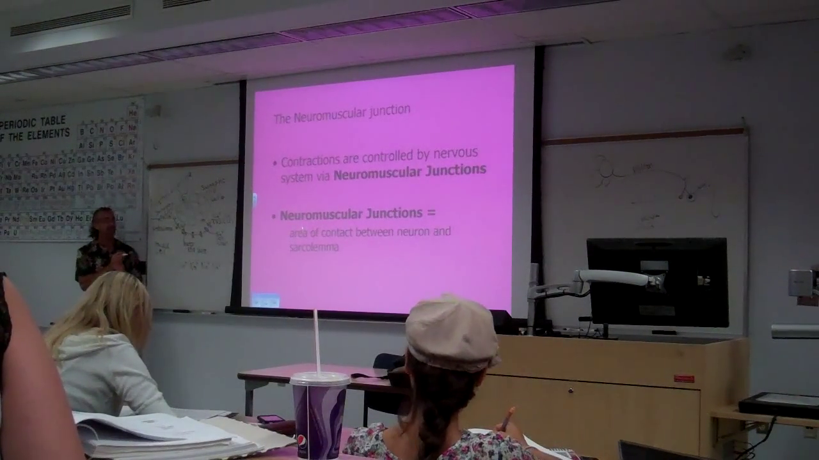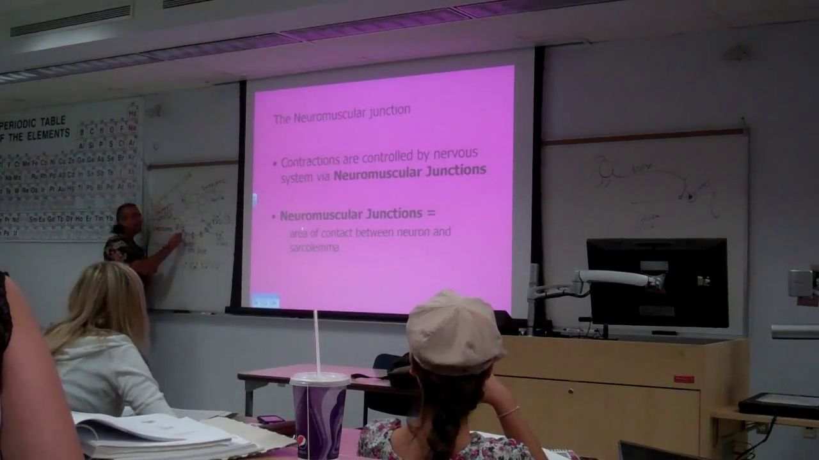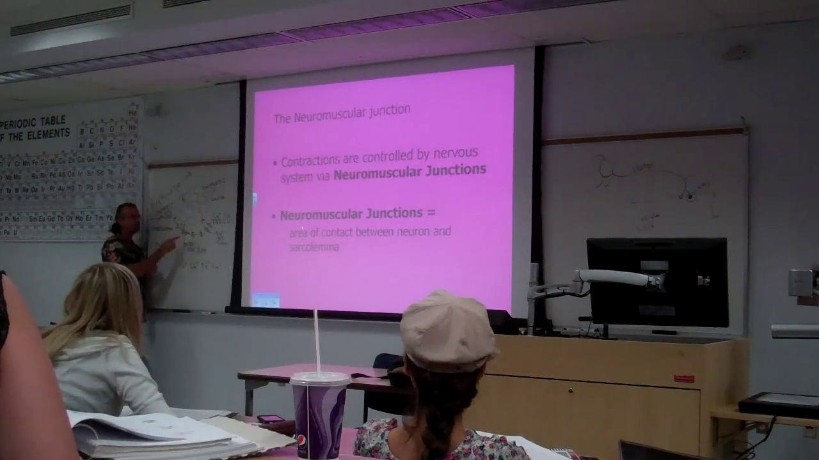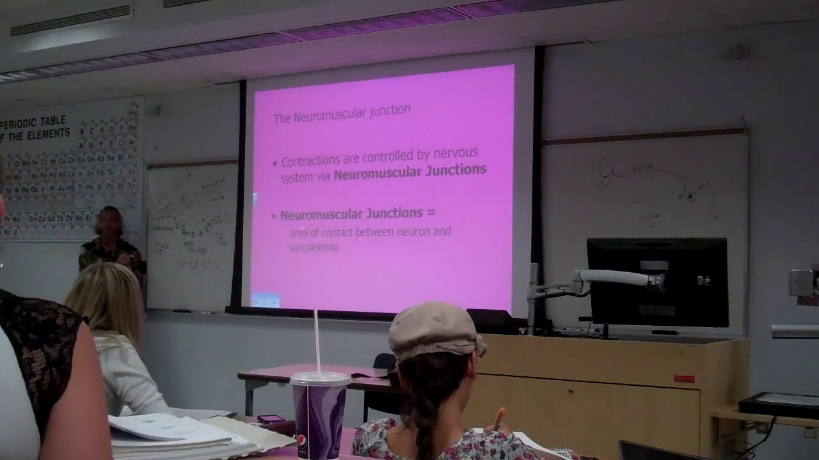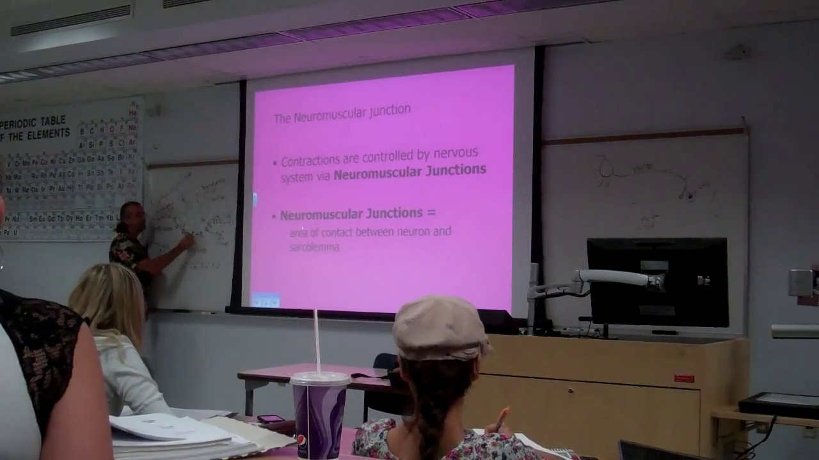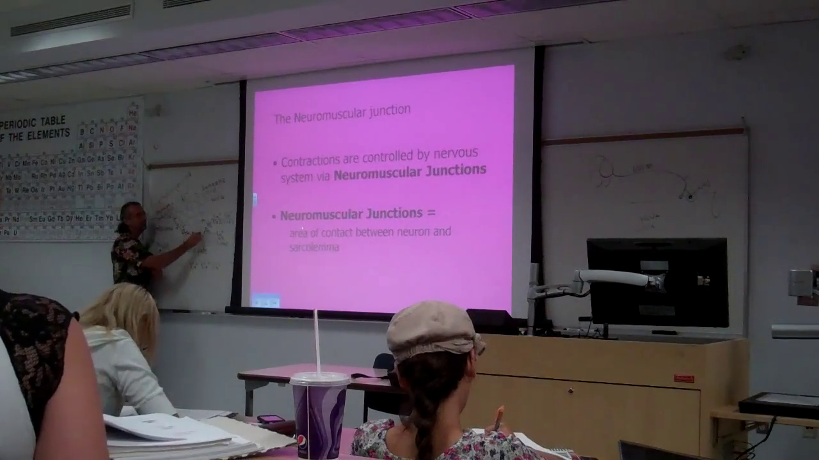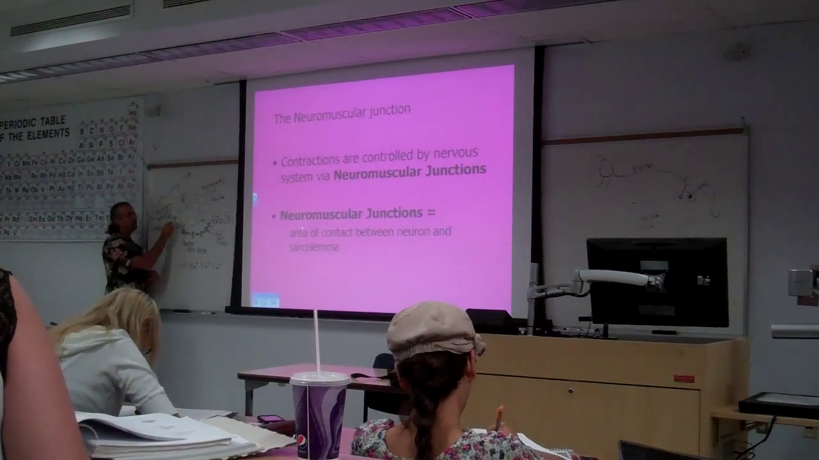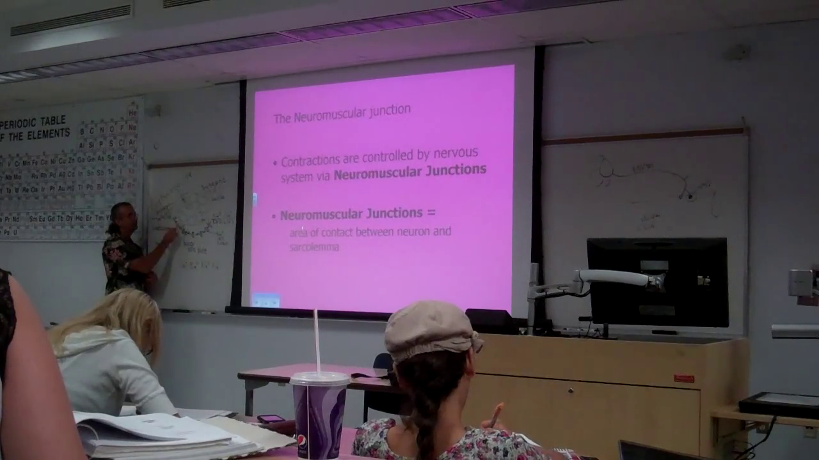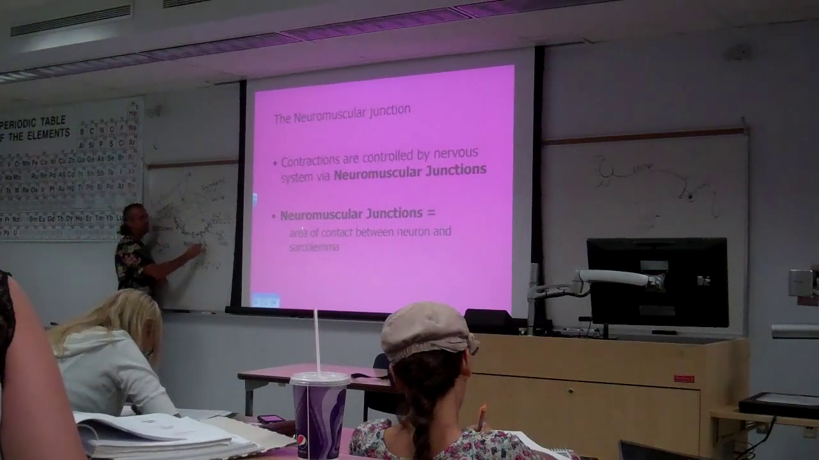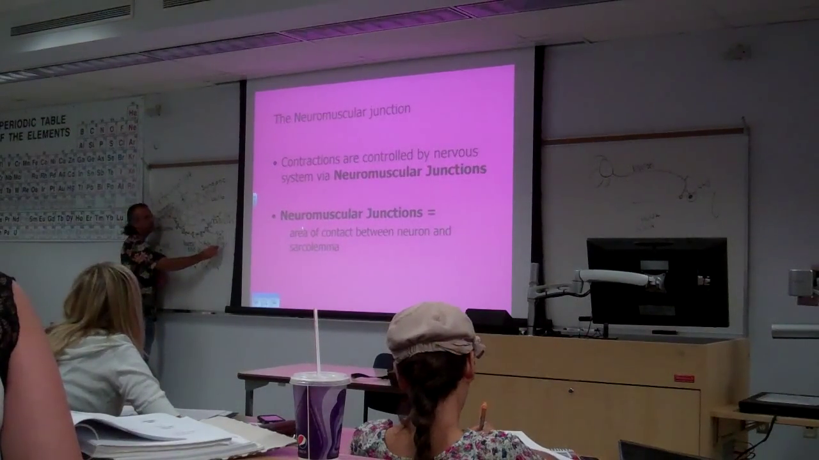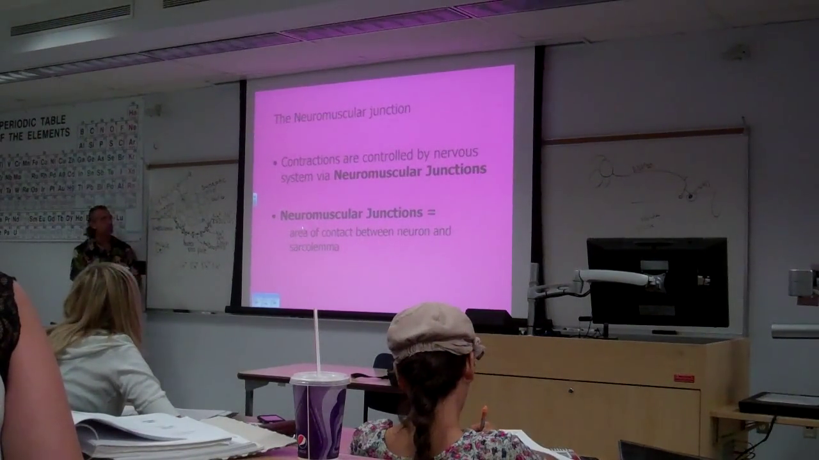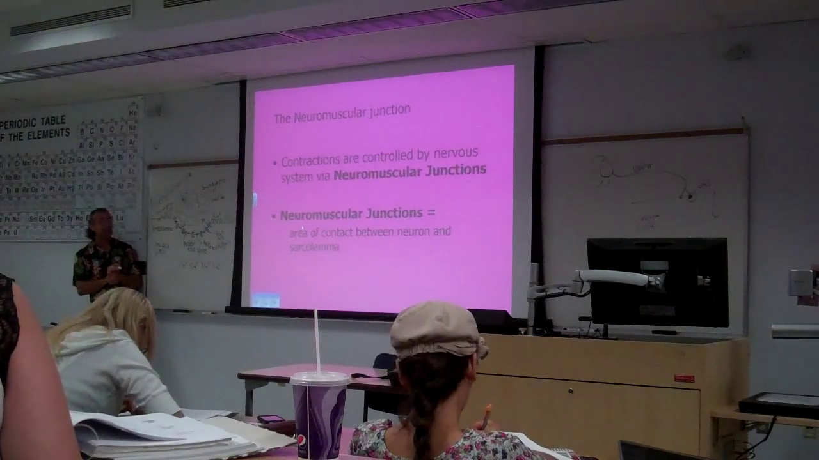So what happens is, I have one more thing for you too. I have over here, on this motor end plate, I need a receptor for the acetylcholine. So I have little acetylcholine receptors over here. So I'll put those on here too. So I'll put over here ACh receptors. Okay, so here's how it's going to work.